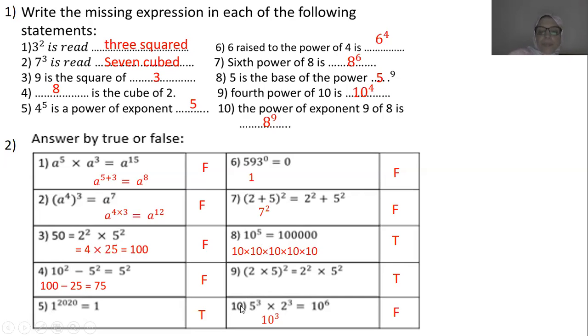Now 10, 5 cubed times 2 to the power 3. Is it equal to 10 to the power 6? No, because 5 times 2 is 10, and we keep the exponent as it is. We don't add the exponent, so of course this is false.